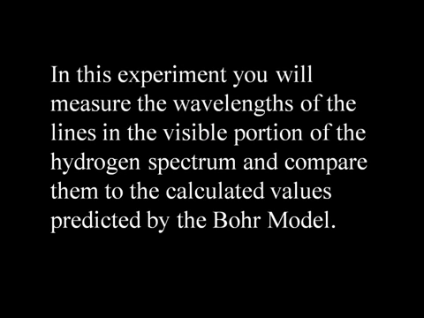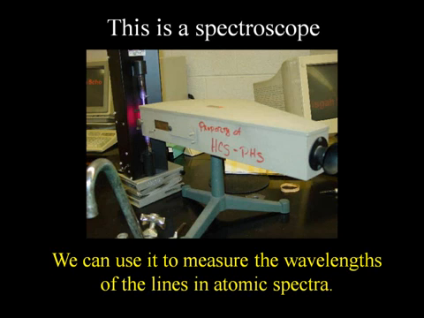You will measure the wavelengths of the lines of the visible portion of the hydrogen spectrum and then compare them to the values calculated by the Bohr model. We're going to use a spectroscope.